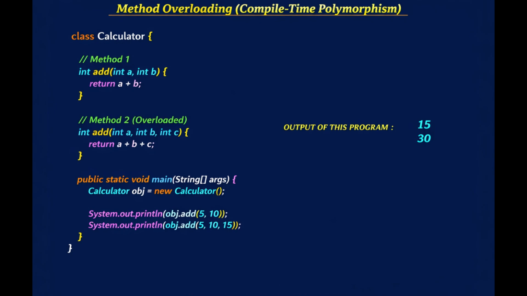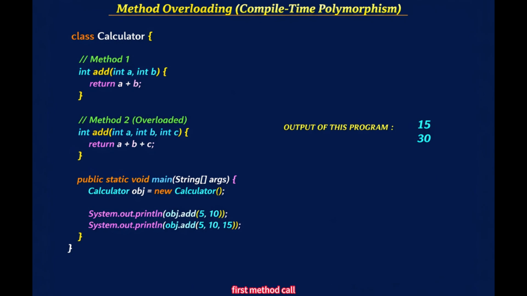Second method. Next, we have another method with the same name add, but the number of parameters is different. int add, int a, int b, int c. This method takes three parameters, a, b, and c. It returns return a plus b plus c. So this method adds three numbers. Now move to the main method inside the calculator class. Here, we create the object of the calculator class. Calculator obj is equal to new calculator.